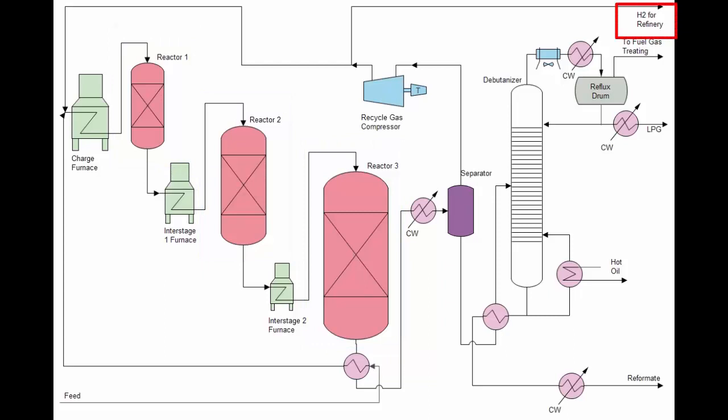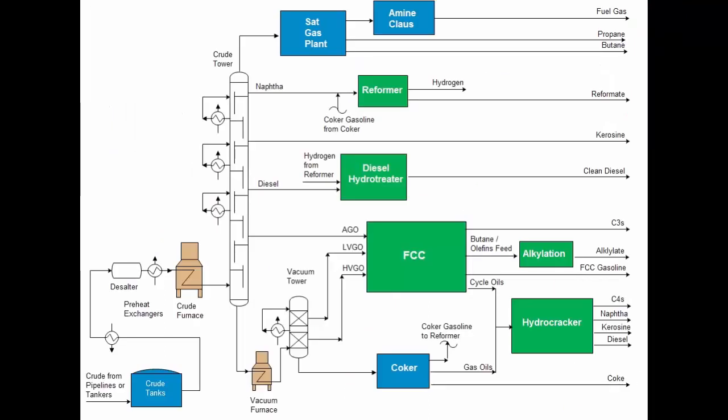A huge side benefit of a reformer is that the reforming reactions produce a large quantity of hydrogen, which is subsequently used in hydroprocessing units throughout the refinery.